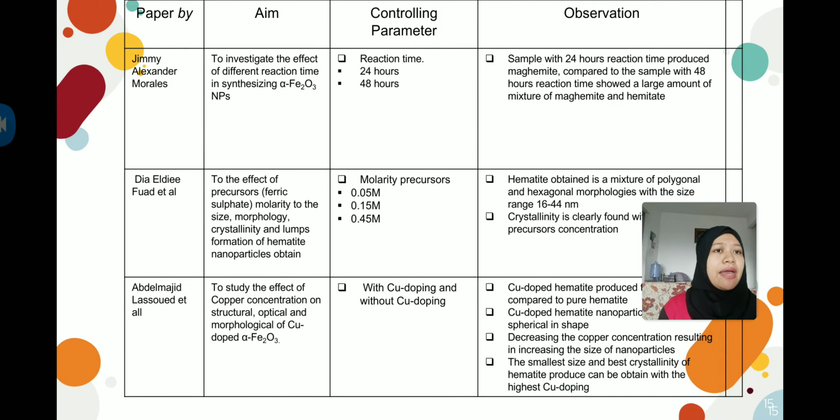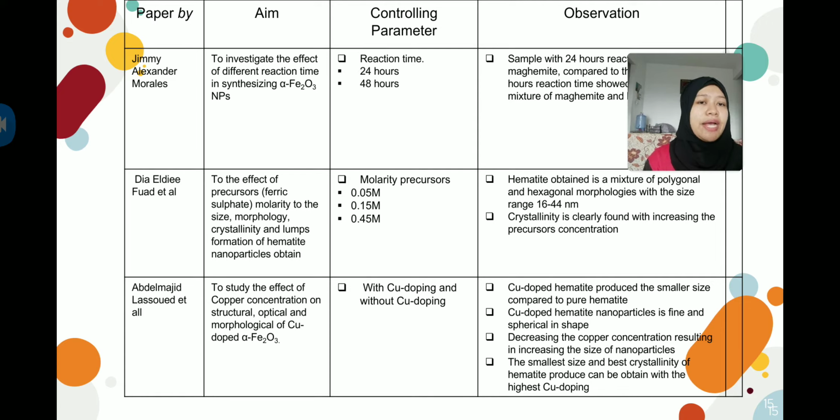So here I have a summary. Let's see the paper by Jimmy Alexander Morales. He wanted to investigate the effect of different reaction times, 24 hours and 48 hours. The sample with 24 hours produced maghemite. However, the sample with 48 hours showed a large amount of a mixture of maghemite and hematite. It means that the longer the reaction time, the larger the amount of hematite that we can produce.